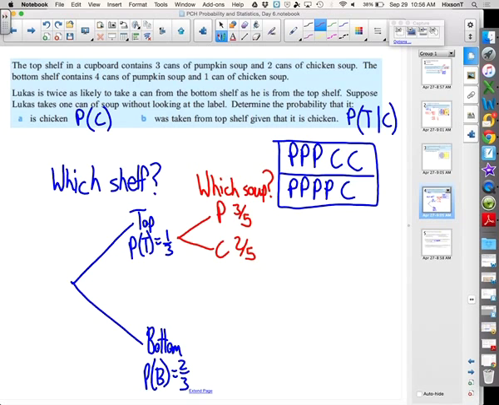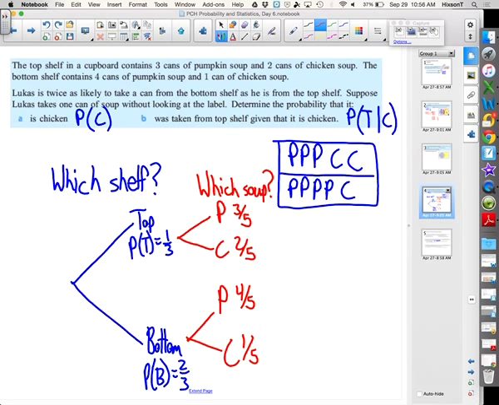Well, then we have the same choice for the bottom. Okay? What's the probability of getting pumpkin off the bottom shelf? 4/5. 4 out of the 5 cans. And then the probability of getting chicken off the bottom shelf? 1/5. Okay? 1/5.